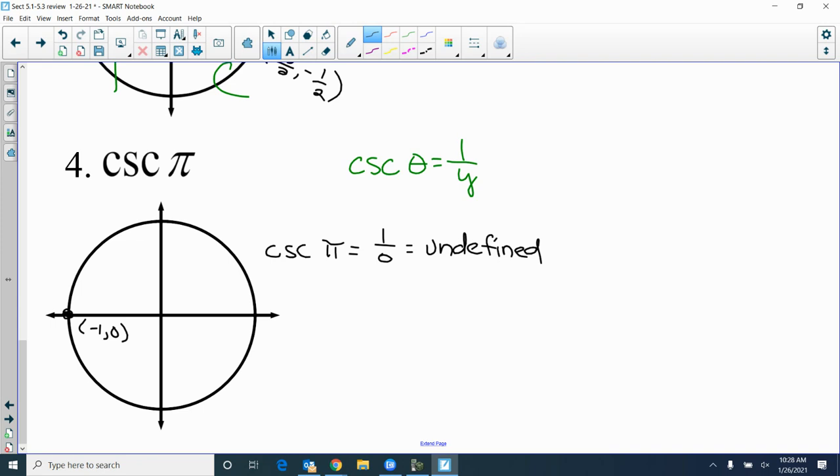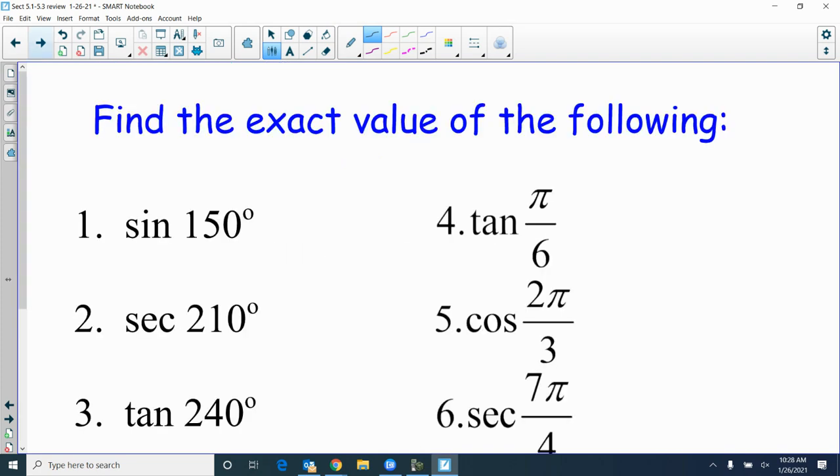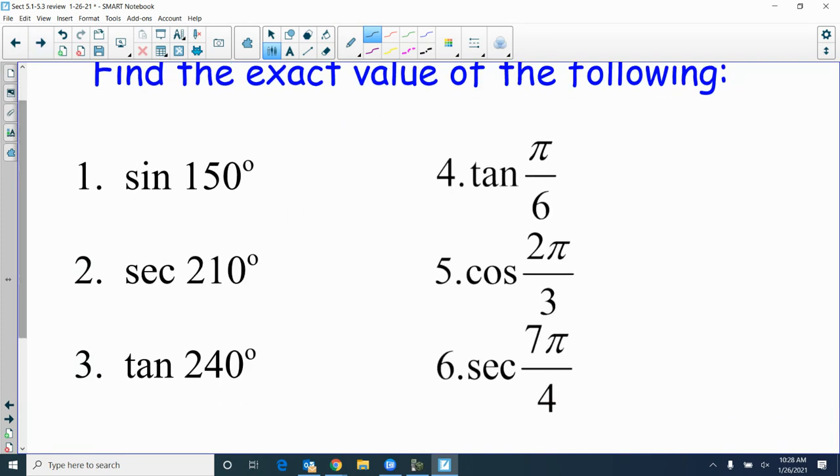All right, now, like I said, everybody does it a little bit different. You just got to find what works for you. All right, go ahead and see what you come up with for these 6. Do these on your own. Watch your signs, and what I mean by that is positive versus negative.